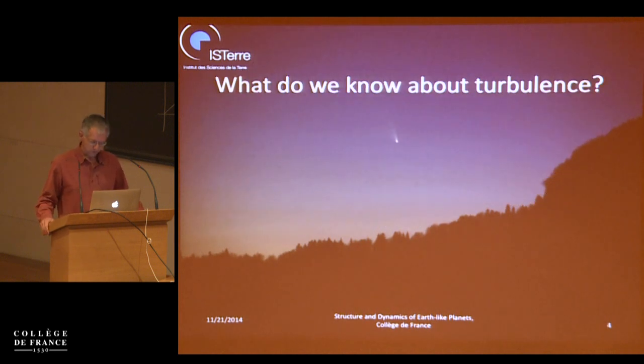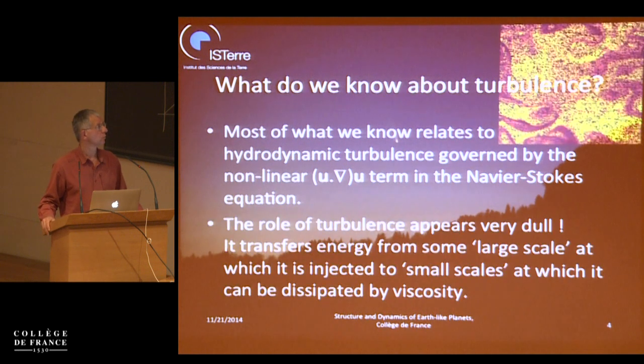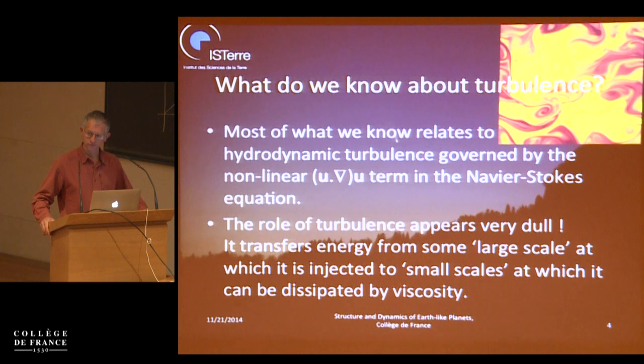So what do we know about turbulence? A bad thing is that almost all what we know relates to hydrodynamic turbulence, which is mainly governed by the nonlinear U grad U term in the Navier-Stokes equation. That is, you have the Navier-Stokes equation, the momentum equation. There is in that equation a nonlinear term, the U grad U, if there is strong enough motions and a high enough Reynolds number and so on. And this is at the origin of, for one thing, instabilities very often, but then these instabilities drive to turbulence, like what is shown here with lots of large-scale eddies going to small-scale eddies and so on.